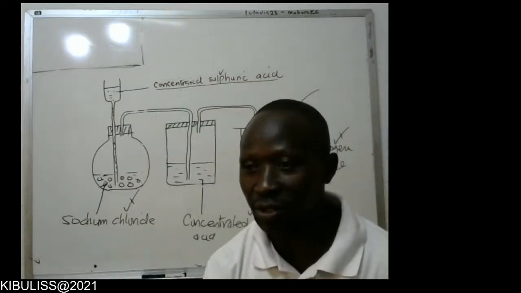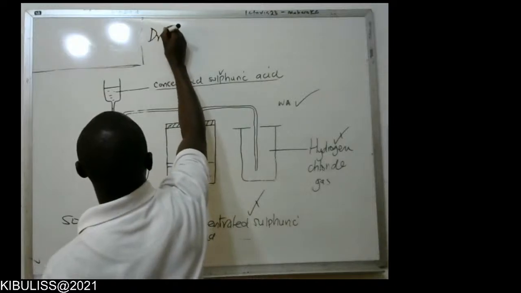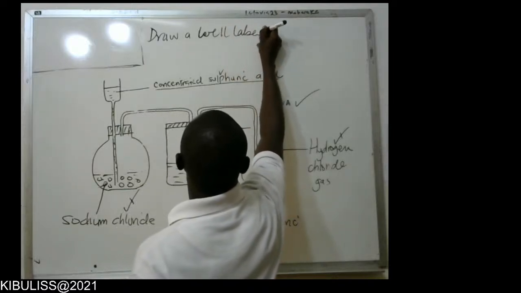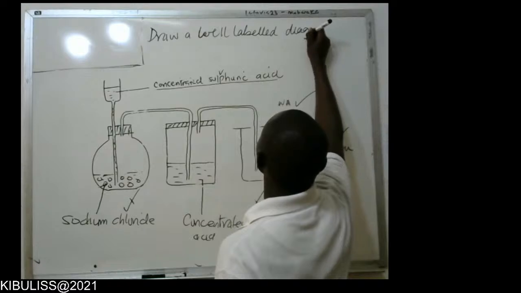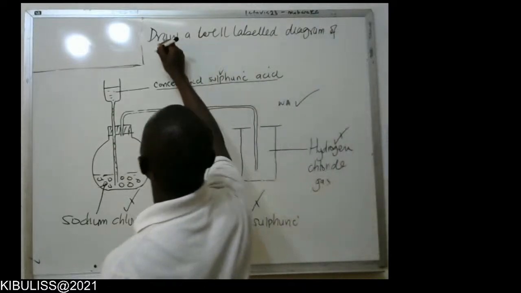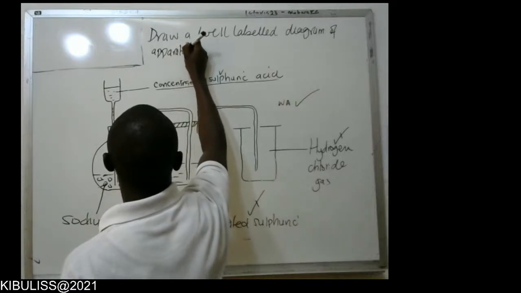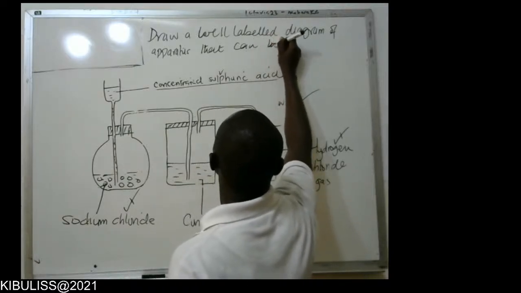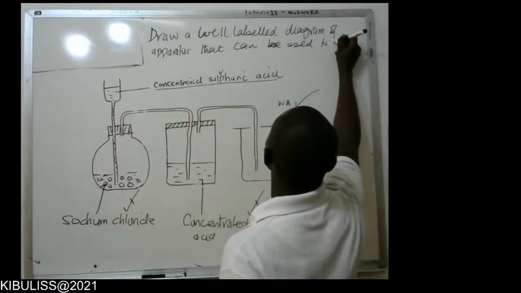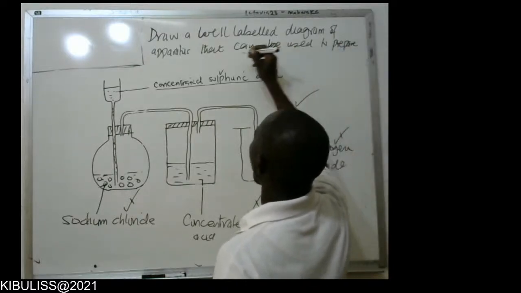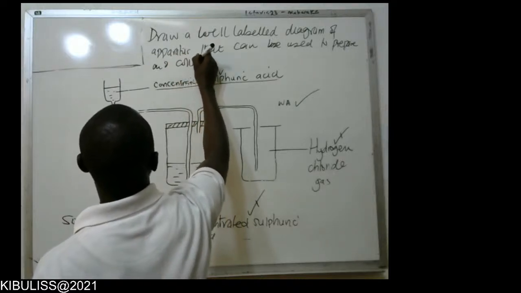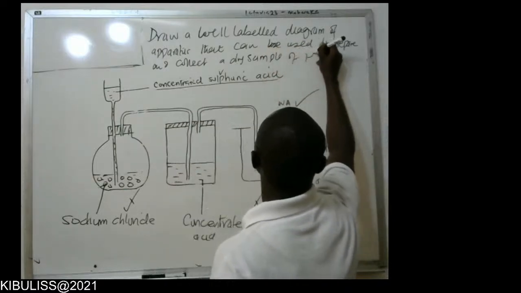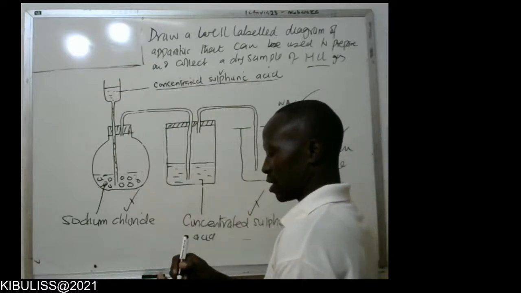So what is our third question? Our third question is now saying, draw a well-labeled diagram of apparatus that can be used, or that is used, to prepare and collect a dry sample of hydrogen chloride gas.